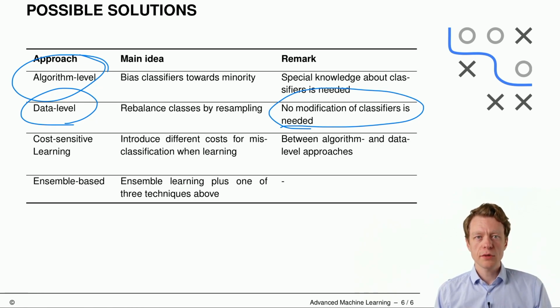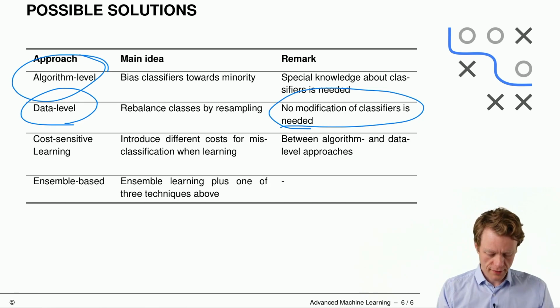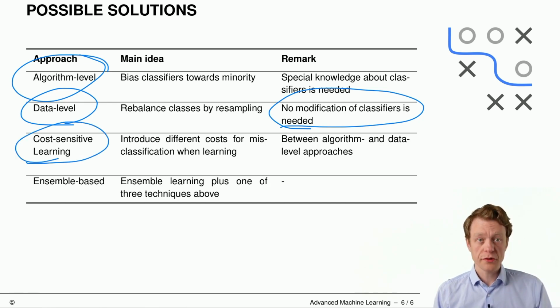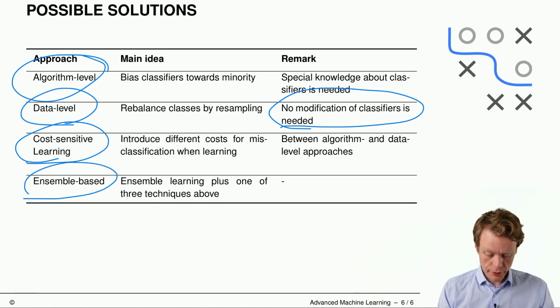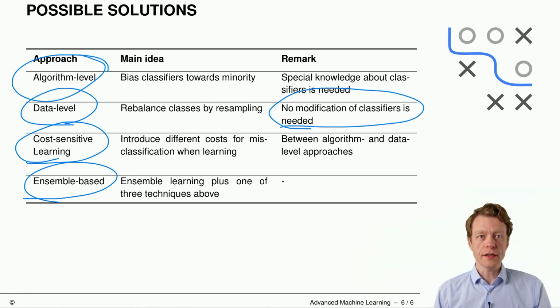Then there is something in between the algorithm and data level approach, that's cost-sensitive learning, where we introduce different costs for misclassification during the learning process. So this would mean that false positives and false negatives are not equally bad. So we would, for example, penalize classifying a positive instance as a negative instance more heavily than the other way around. And then finally we can do some ensemble learning plus one of the three techniques above.